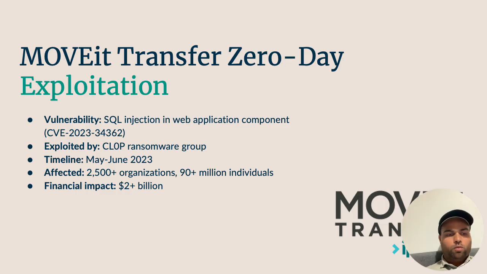After that, MOVEit Transfer. The MOVEit Transfer breach was discovered in May 2023 when Progress Software disclosed a critical SQL injection vulnerability in the MOVEit Transfer file transfer application. The vulnerability, tracked as CVE-2023-34362, was quickly exploited by the CLOP ransomware group in a massive campaign.